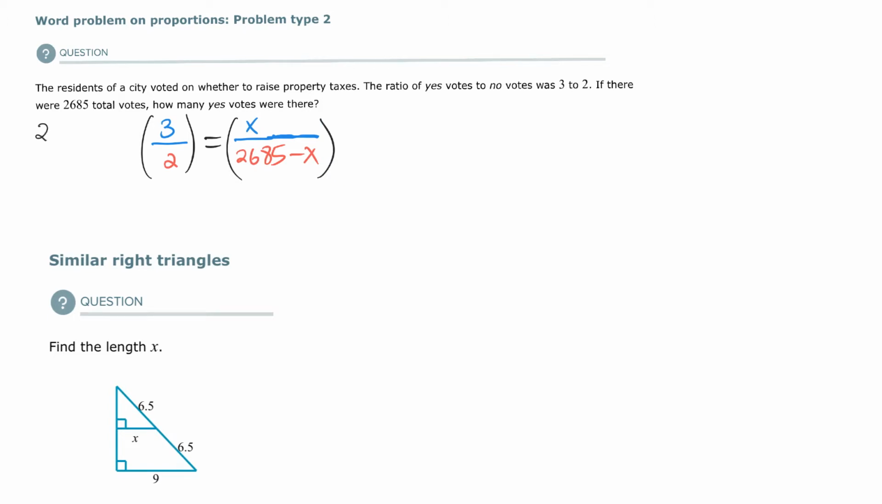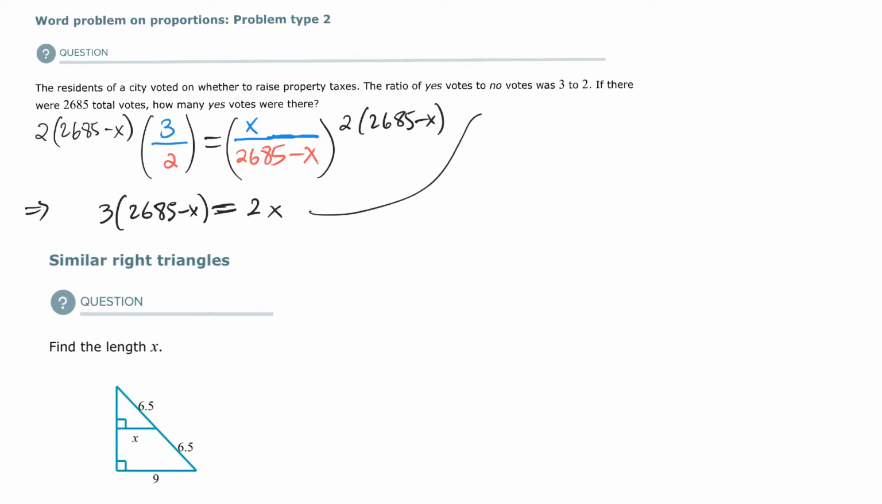So we go 2 times 2,685 minus x. So we're going to multiply by the least common multiple of the denominators. And then over here we can multiply by the same quantity, 2,685 minus x. And the next line will give you an equivalent equation, which will give you 3 times 2,685 minus x is now equal to 2x, or 2 times x.